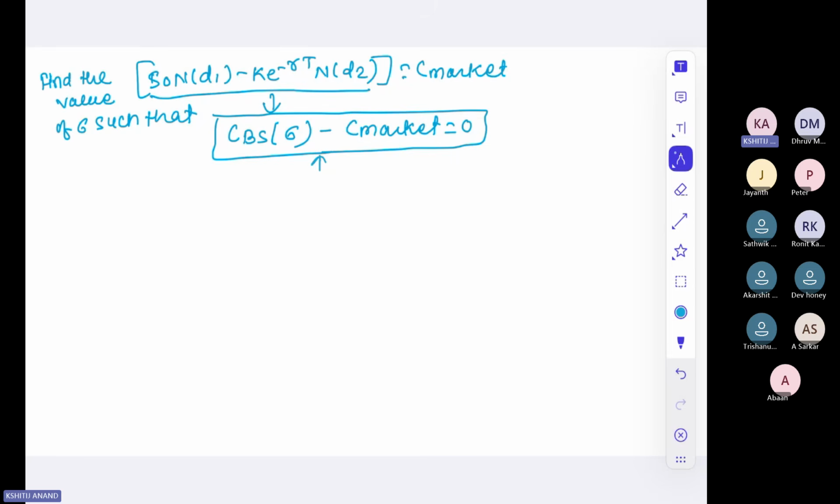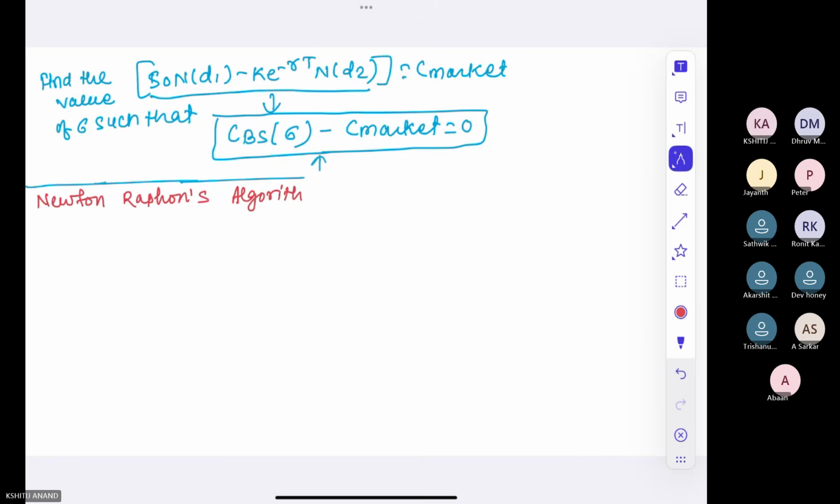Okay. So first of all, let's talk about one of the very famous root finding algorithms, which is Newton-Raphson's algorithm. Newton-Raphson's algorithm is used to find the root of a particular equation in case you don't have a direct, or closed form, root. I will be taking a sample example today, but let us first discuss the theory behind Newton-Raphson's algorithm.